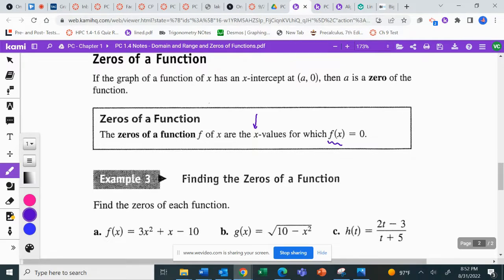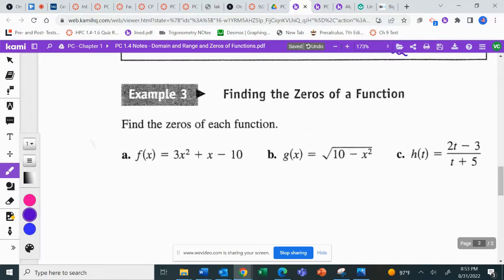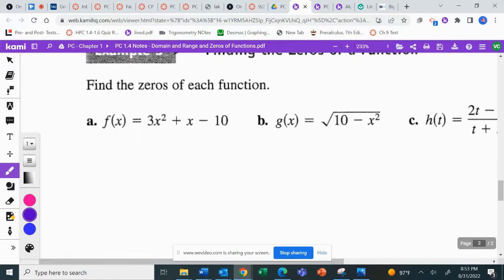Up here it says if the graph of a function has an x-intercept at (a, 0), then a is a zero. So these are going to be a single number, where the intercept itself would be an ordered pair. So we're going to find the zeros of each function. The first thing I'm going to do is plug in 0 for f of x, because that's what we're trying to solve for.